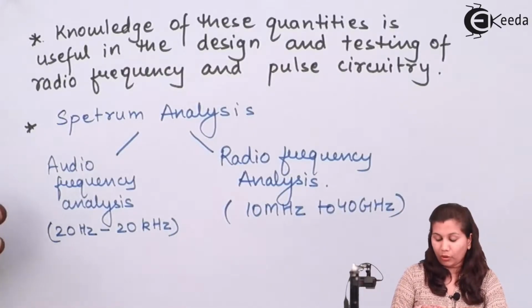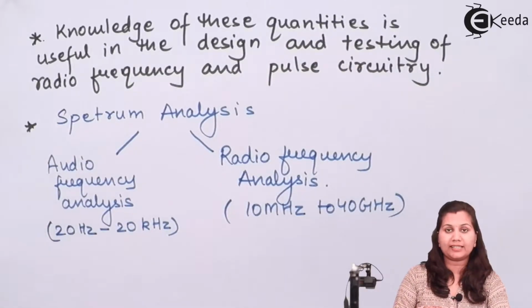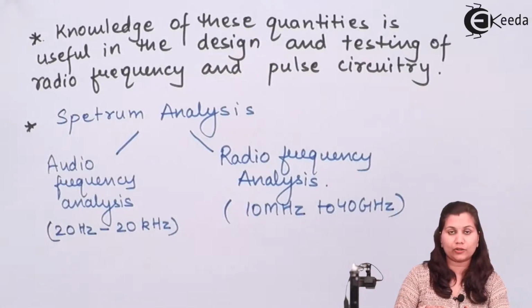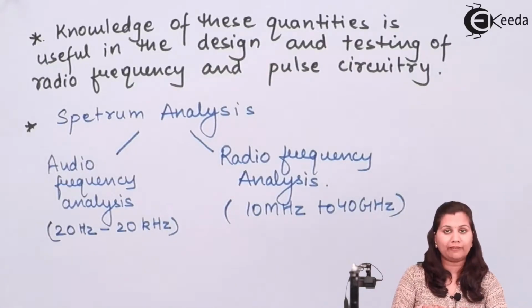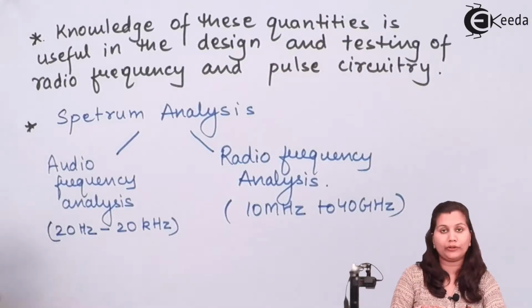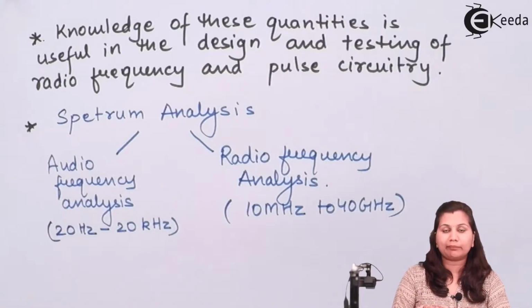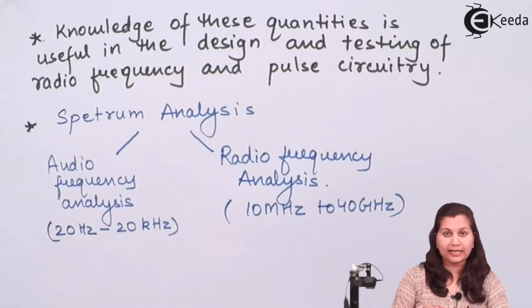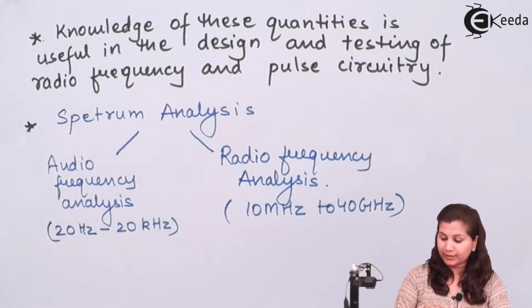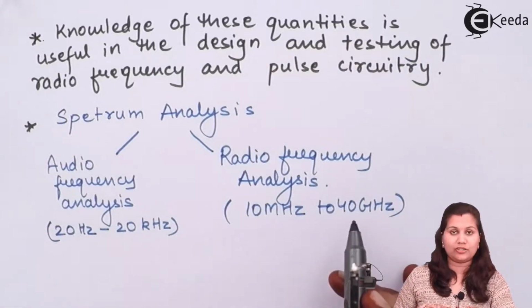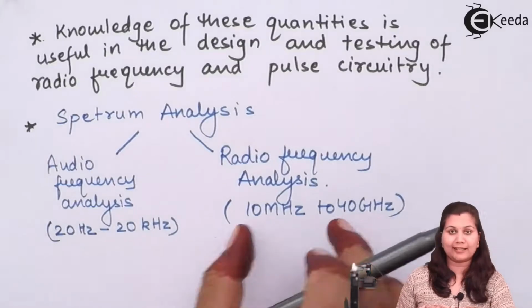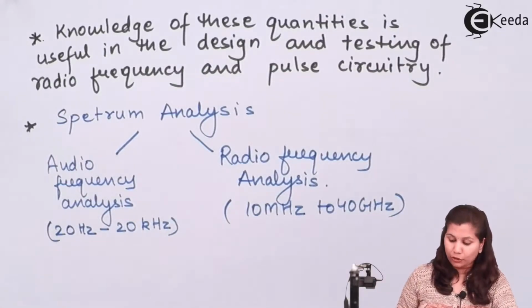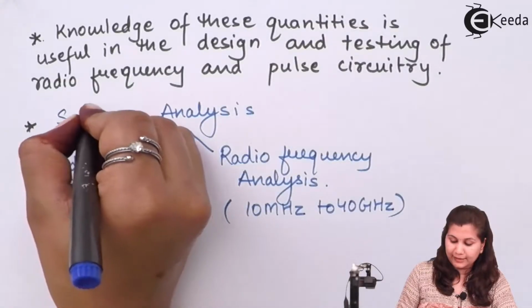Now, audio frequency analysis can also be done with the help of wave analyzers. We have two wave analyzers, the frequency selective and the heterodyne wave analyzer. The frequency selective wave analyzer also operates in the audio frequency range. So that analysis can be done with wave analyzers. But radio frequency analysis is of very much importance, and this higher range analysis cannot be done with the wave analyzer. So for that, spectrum analyzers are used.